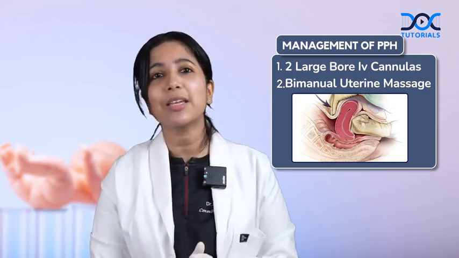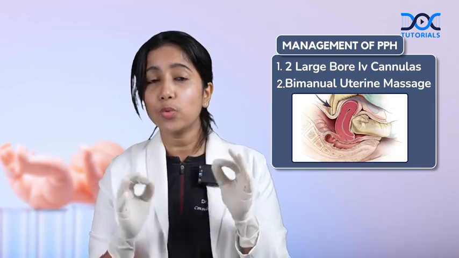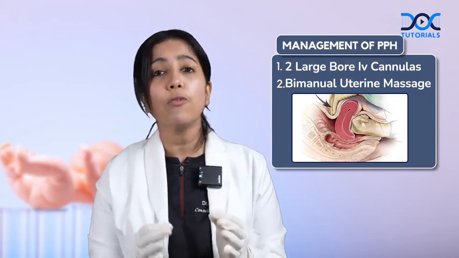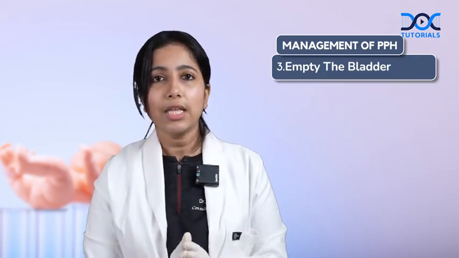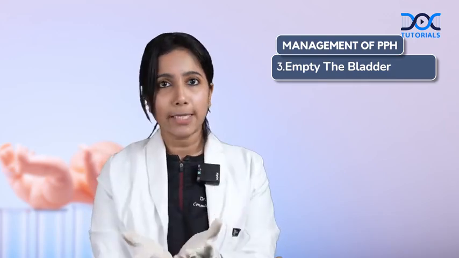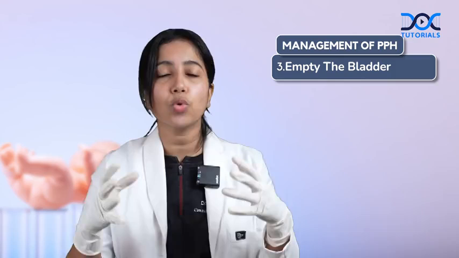At the same time, there is a small error that most of the interns make, that is, you forget to empty the bladder. So suppose you have a full bladder and the uterus is there just behind that. Now the uterus will not contract properly. So don't forget this step. You have to empty the bladder. So you drain the bladder, empty the bladder. Again, this will help you to do a better uterine massage. This will help the uterus to contract better as well. So uterine massage and emptying the bladder.